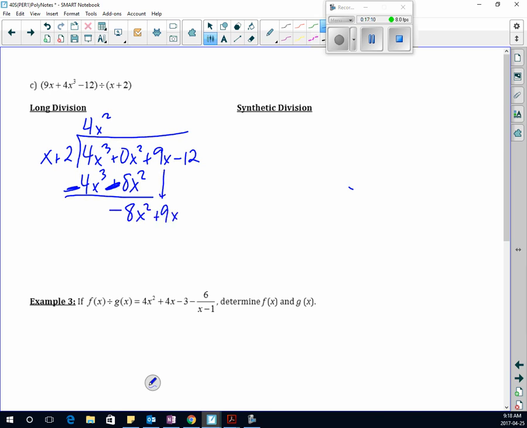Once you get good at this, you can go really fast at long division. The thing about long division is long division works no matter what, whereas synthetic only works when it's in a certain form. So that's why I caution you.